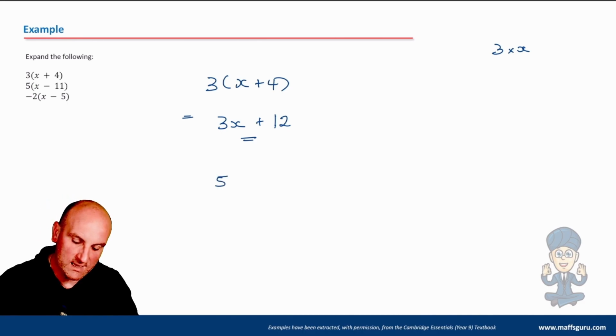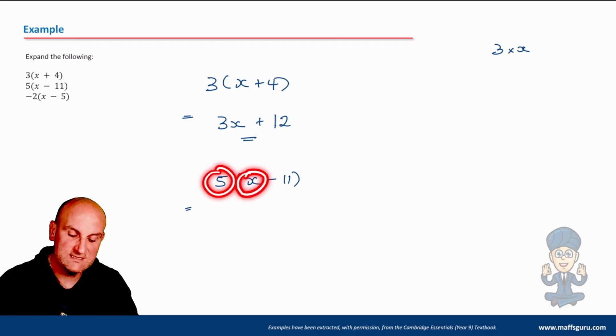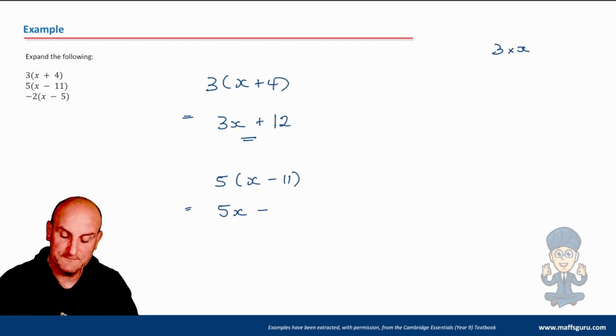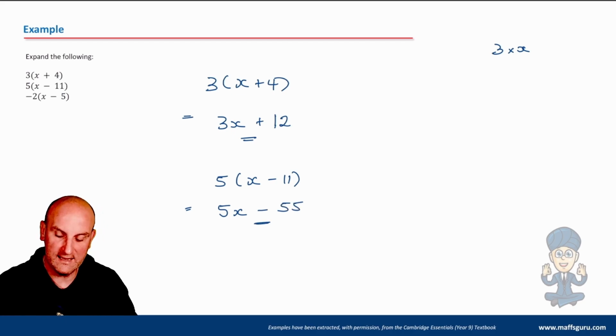What do we got? 5 and in brackets x minus 11. All right. What is outside the bracket? A 5 times the x is going to give me 5x. Let's do the next one. A 5 times minus 11. That's got to be minus, and 11 times 5 is 55. Ka-ching, there we go. What about the next one?